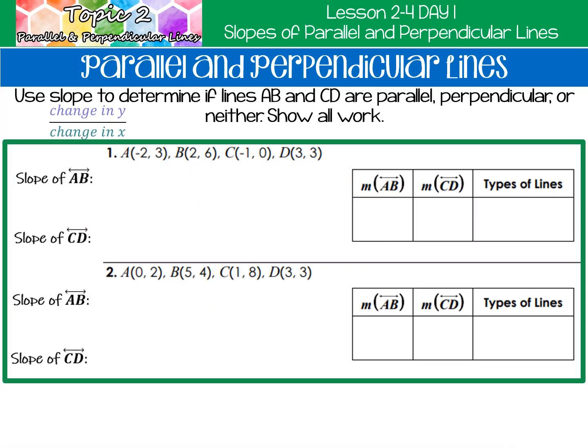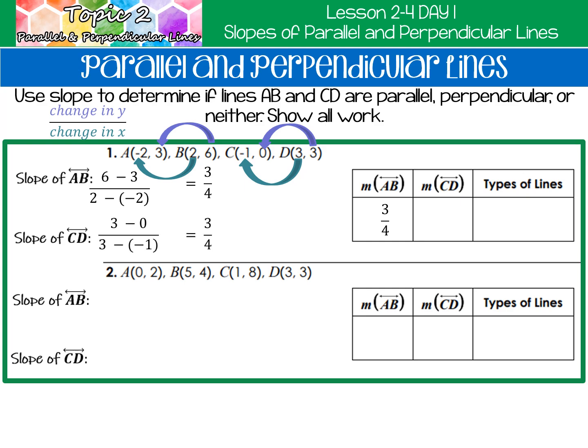Use the slope to determine if line AB and CD are parallel, perpendicular, or neither. Show your work. We're going to do the change in y over the change in x. First one is line AB. So 6 minus 3 over 2 minus negative 2. That is going to give us 3/4. For line CD, 3 minus 0 over 3 minus negative 1 also gives us 3/4, which means the lines are parallel because the slopes are the same.